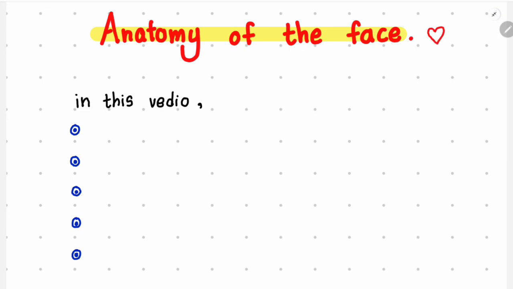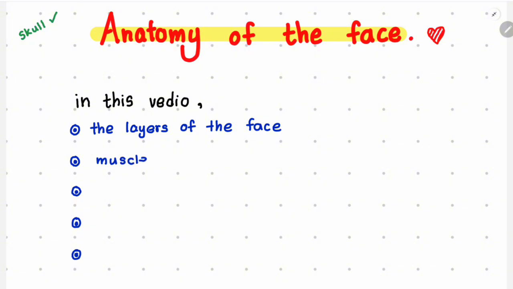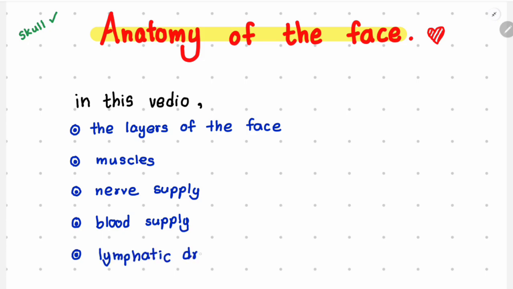Today we are going to talk about anatomy of the face. In the previous video, we identified all the bones of the skull. Now let's move forward and focus on the face. In this video, I will explain the layers of the face, the muscles, nerve supply, blood supply, and the lymphatic drainage. All the important points you need for exam.